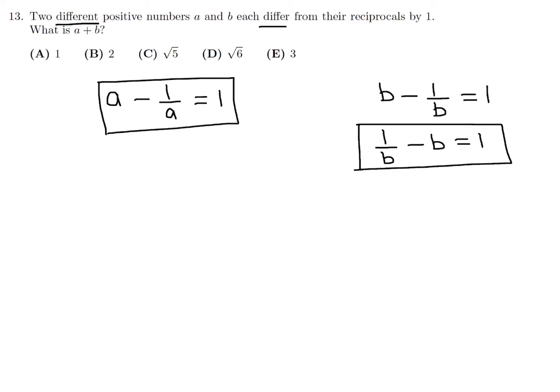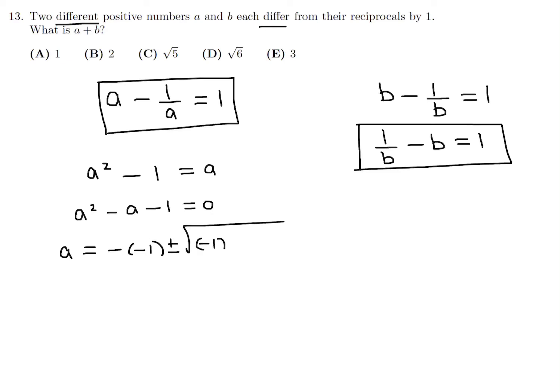So the first one, you get a common denominator. It'll be A squared, or just multiply through by A, and you'll get minus 1 is equal to A. Put everything on one side: A squared minus A minus 1 is equal to 0. And unfortunately, this doesn't factor, so I have to use the quadratic formula. Minus B plus or minus square root of B squared minus 4AC all over 2A. So we got 1 plus or minus 1 plus 4, so that's root 5 all over 2.